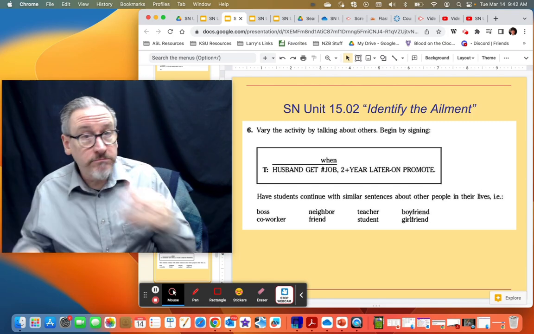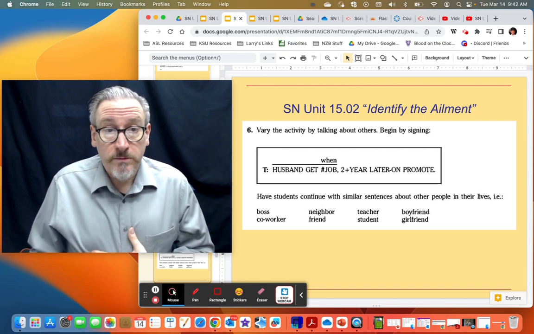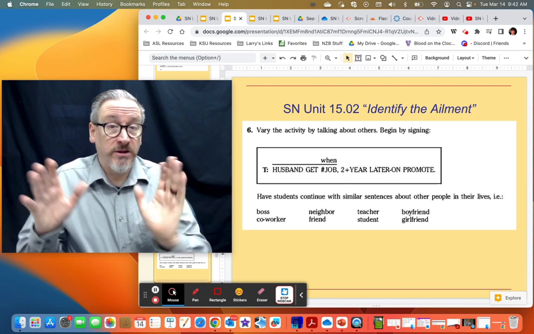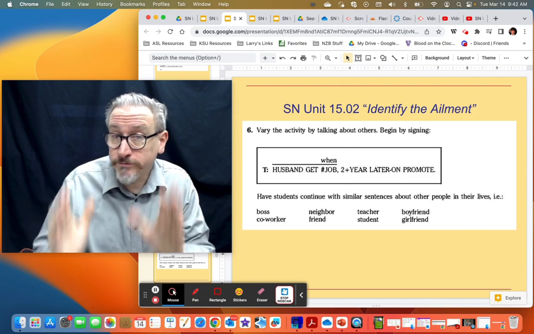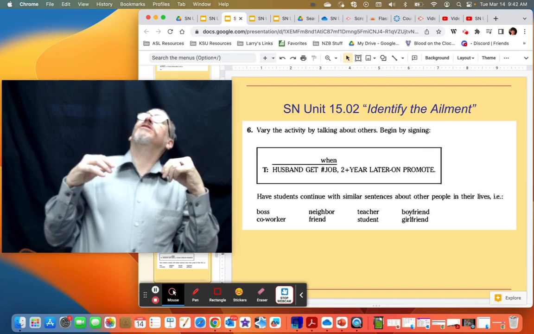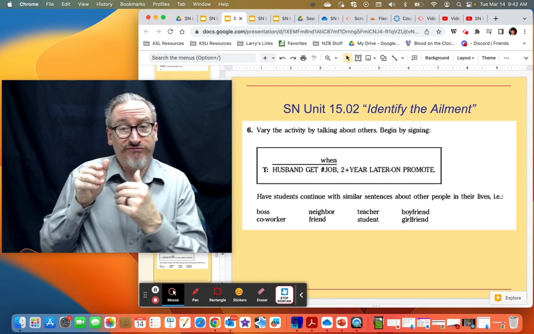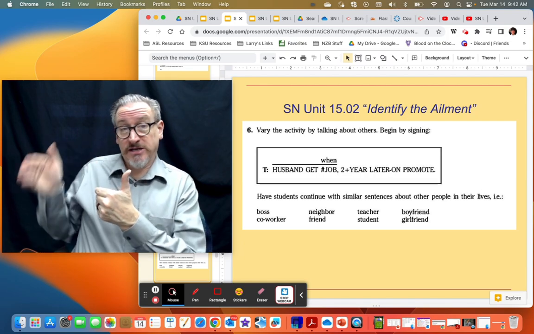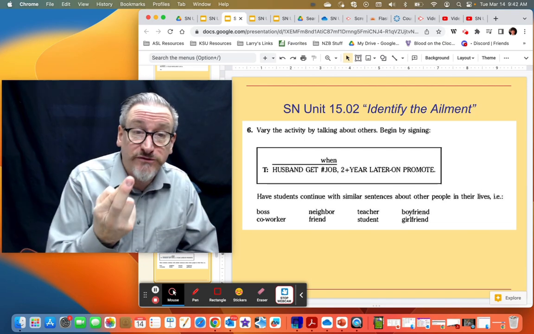And then you could vary it. Again, like we did with the other one where who are the people we're talking about? Give a couple of examples. Boss, co-worker. I'm very washed out with this light. New camera. Neighbor, right? Next door person. Friend, best friend.